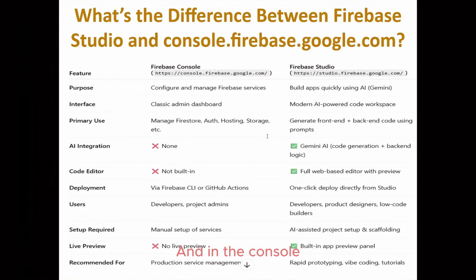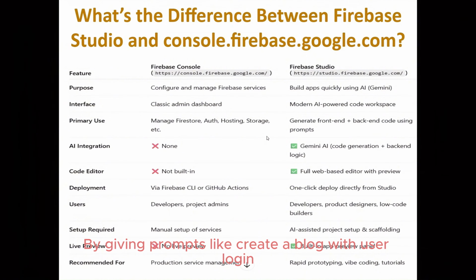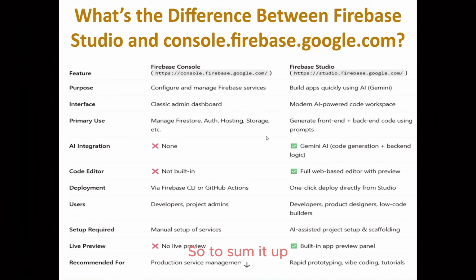In the console, you're setting up these services manually. In Studio, you are building the entire application, front end and back end, by giving prompts like create a blog with user login and Firestore storage. Studio will scaffold the project, preview the result, and let you deploy with one click. So to sum it up, Firebase Console is for hands-on control. Firebase Studio is for fast creation with AI.